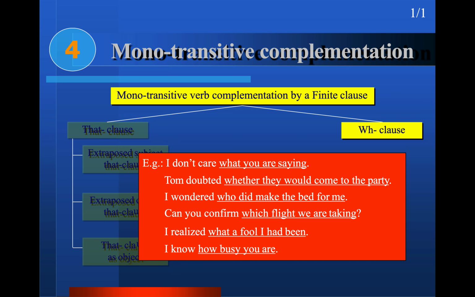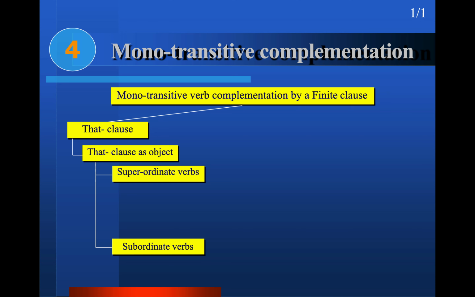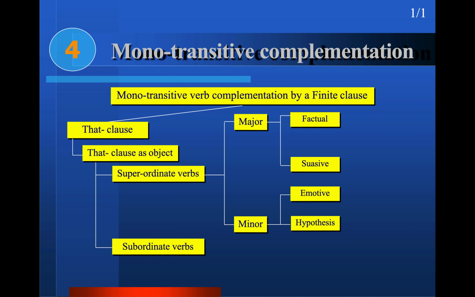Tom doubted whether they would come to the party. This is also a WH clause. I wondered who did make the bed for me. Who did make the bed for me is one object, which is a WH clause. So on and so forth, all the others. Usually after these verbs, care, doubted, wondered, confirmed, realized, know, we have a noun clause, which functions as an object. Okay, so that clause can also function as an object whenever it functions as a finite clause. So in this case, we have superordinate verbs and subordinate verbs.